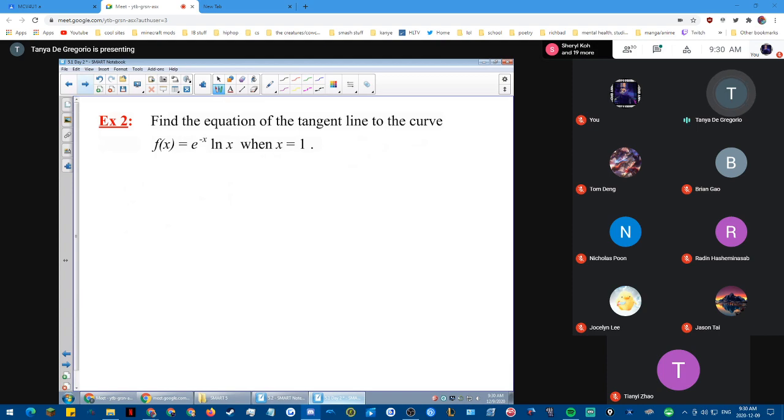Find the equation of the tangent line to the curve f of x equals e to the exponent negative x ln of x when x is equal to 1. So for finding the equation of the tangent, we need a slope and a point. I have an x value, I need to find the slope and my y for it, yes? And then we can find the equation of a line in either standard form or y equals mx plus b. Okay, so finding the derivative.